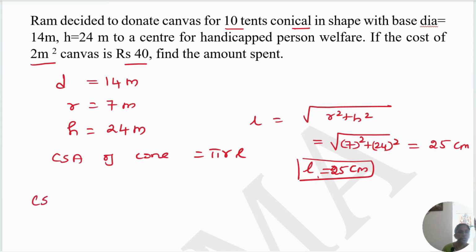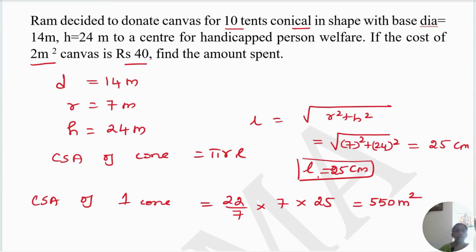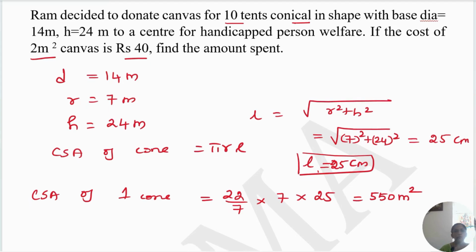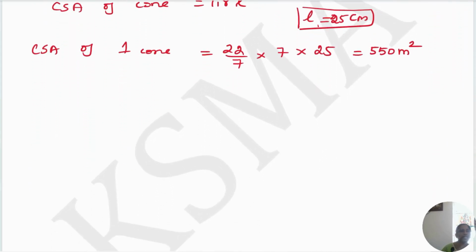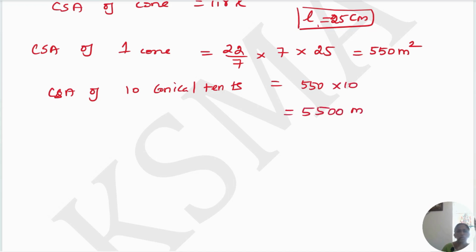Now you can calculate CSA of one cone. So 22 by 7 into r value 7 and l value 25. So it is 550. Here all are in meters, so meter square. But here the total number of tents is 10. So CSA of the 10 tents, 550 into 10, so 5500 meter square.